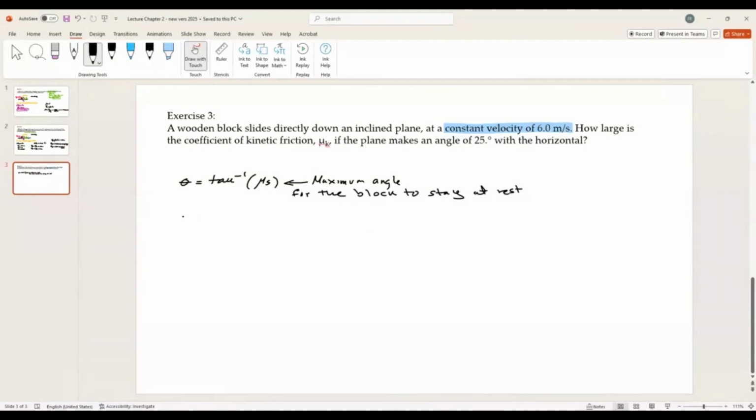Now, the angle that we call theta prime, at which the block would be sliding down with a constant velocity, would be equal to the tangent inverse of mu sub k. And this is the angle for the block to slide down at constant velocity.